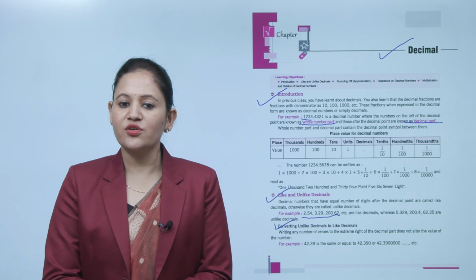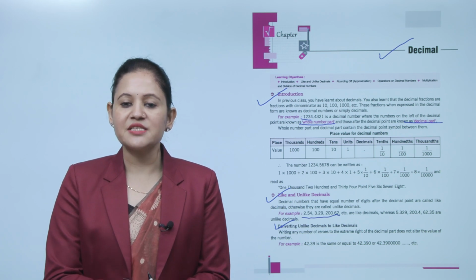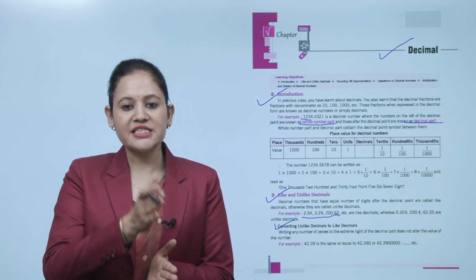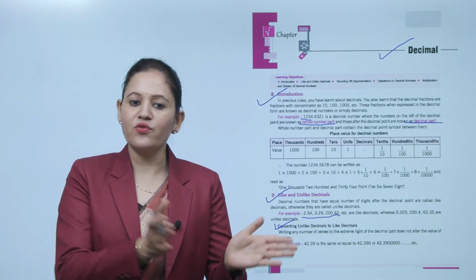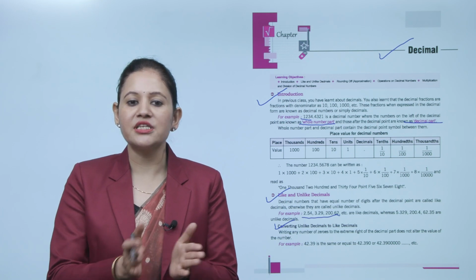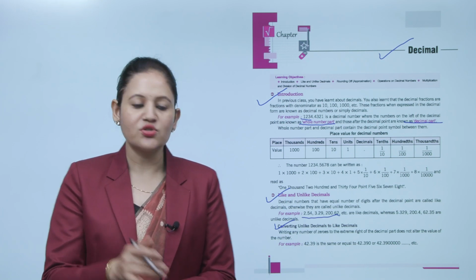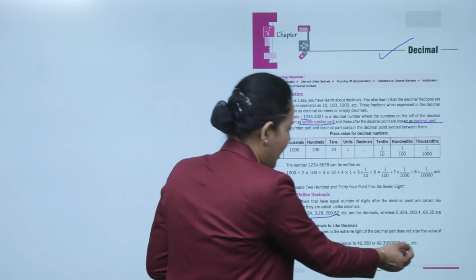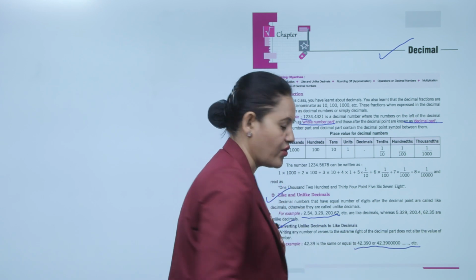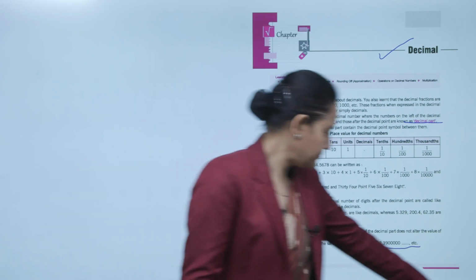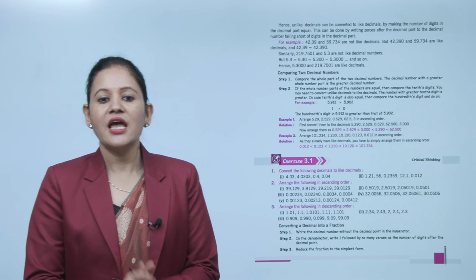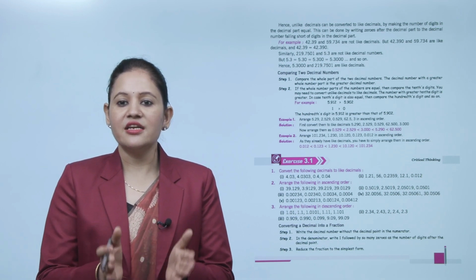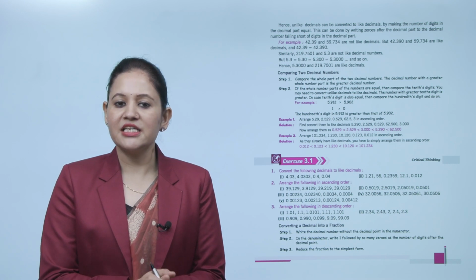Writing any number of zeros to the extreme right of the decimal part does not alter the value of the number. Means if we add any number of zeros on the extreme right, the value will not change. For example, 42.39 is equal to 42.390, or we can add as many zeros as we want, the value is not going to change. Hence, unlike decimals can be converted to like decimals by making the number of digits in the decimal part equal.